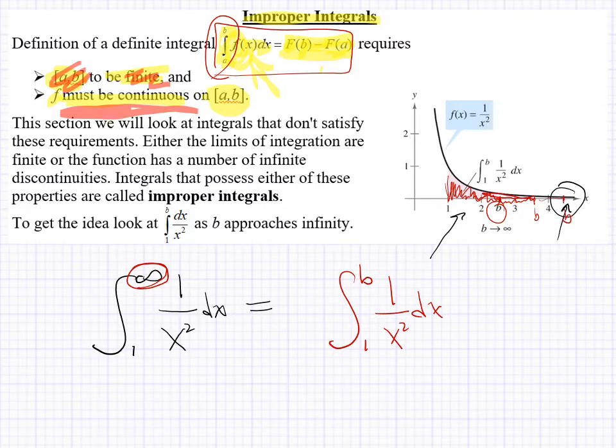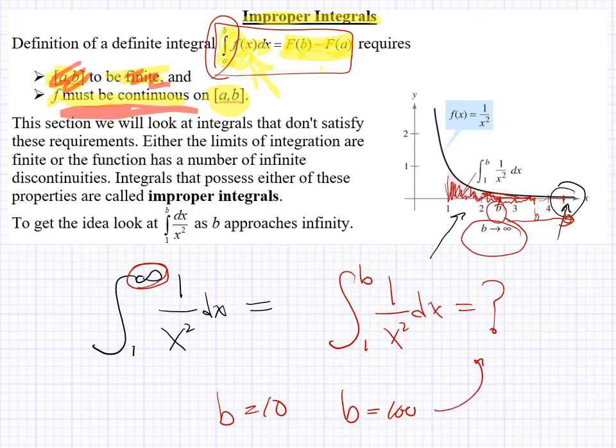And what are we doing? We're letting b slide its way down towards infinity. So if I do the integral from 1 to b of 1 over x squared dx, and let's let b be 10, I could then figure out what the answer for this integral is. And then I can say let's let b be 100, and I could figure out what the answer is. Why? Because it would be a finite interval, and I can very well do this.